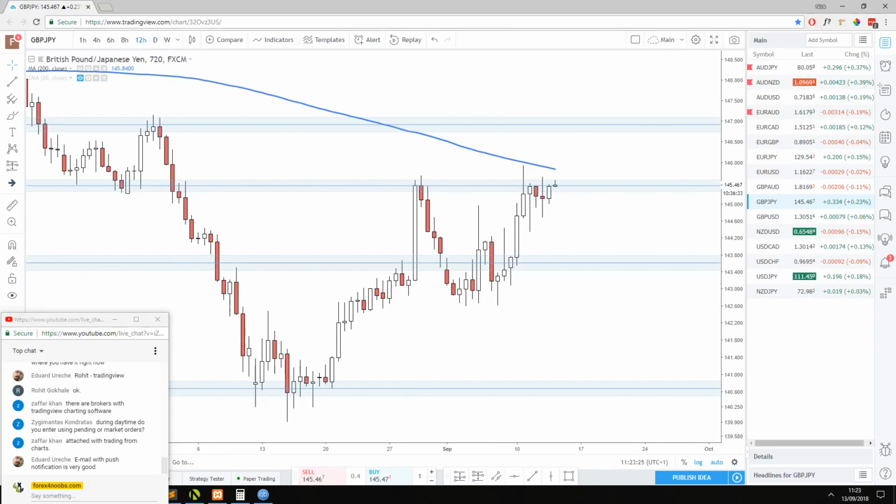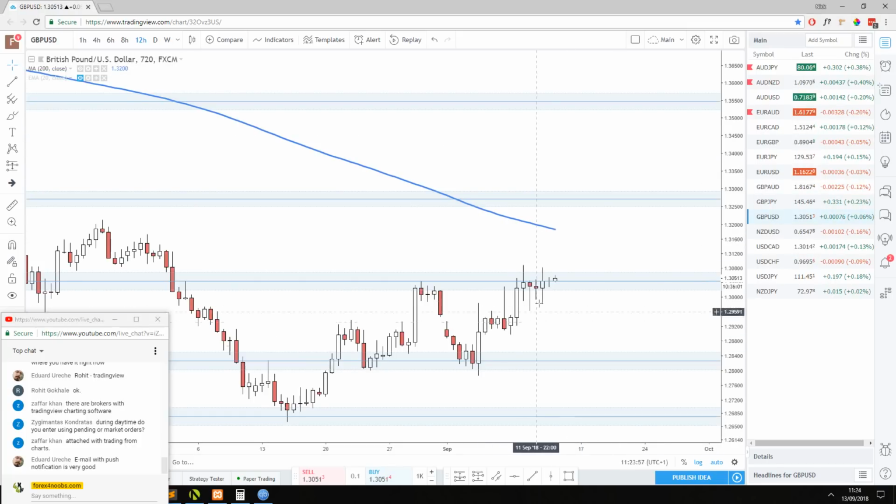The reason I'm not a fan is, like, let's look at the 12 hour. 12 hour is a good example. It's already made a few attempts at reversing from this level, and it's failed every time. So if I were to enter on this attempt, I'm just a bit apprehensive that it's going to fail again. And GBPJPY, on top of that, is just a pair that has these kind of swings and unpredictable moves. So that makes me a little bit more apprehensive.